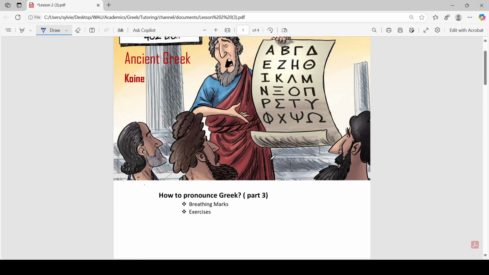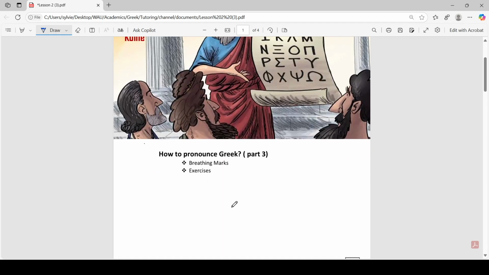And for this last lesson, I feel really pleased to see with you the breathing marks. Yes, we do have in Greek breathing marks, and I would invite you to breathe in and breathe out while we're getting into this very interesting lesson.